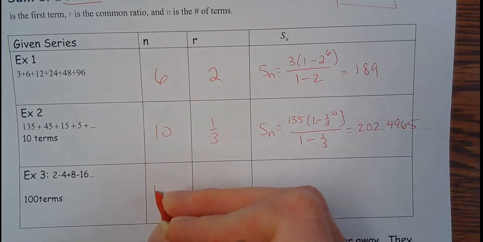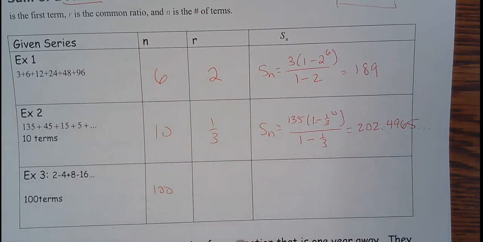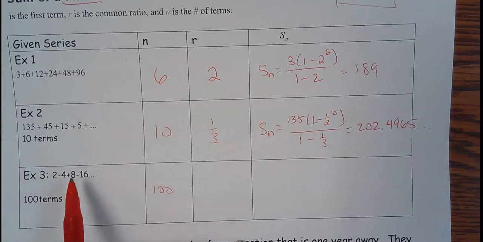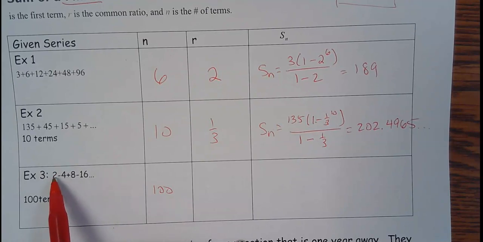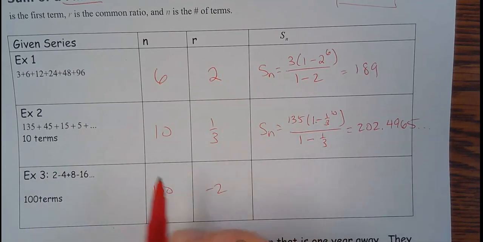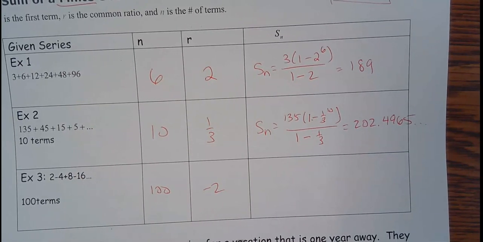So my number of terms is 100 terms. The common ratio: take any number. This one looks kind of weird, but take any number divided by the previous. So -4 divided by 2 is -2. I could also do -16 divided by 8, -2. Doesn't matter. I can find it pretty quick.